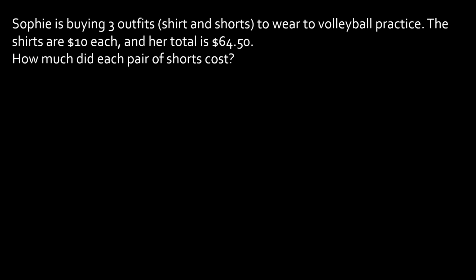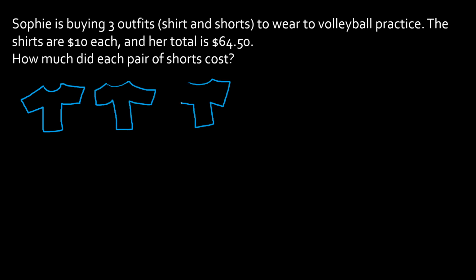All right, last question here. So Sophie is buying 3 outfits, shirts and shorts to wear to volleyball practice. The shirts are $10 each, and her total is $64.50. How much did each pair of shorts cost? Okay, so she's buying 3 outfits. So she's going to buy 3 shirts. I'm going to try my best to draw 3 shirts. There we go. And then she's going to buy 3 sets of shorts.